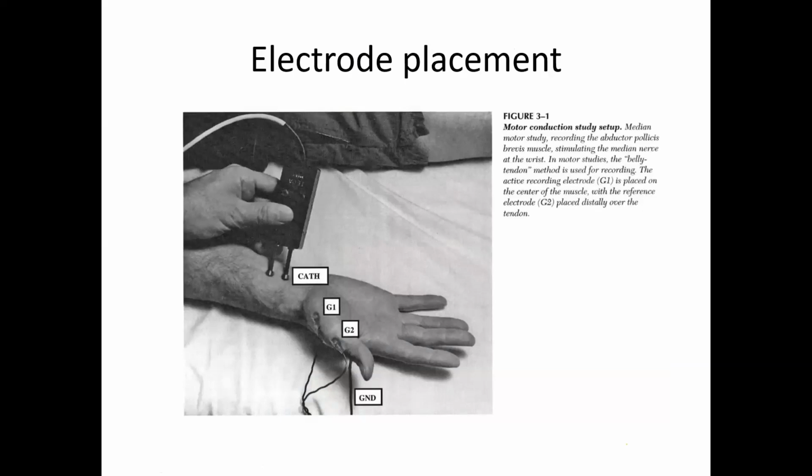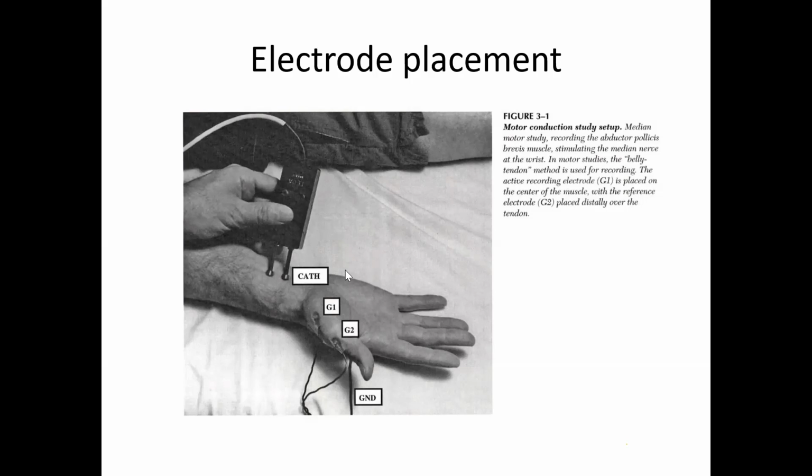So this is how the electrode placement happens for the CMAP study. Can anybody describe why it is studied this way? There is some physiology involved in it.